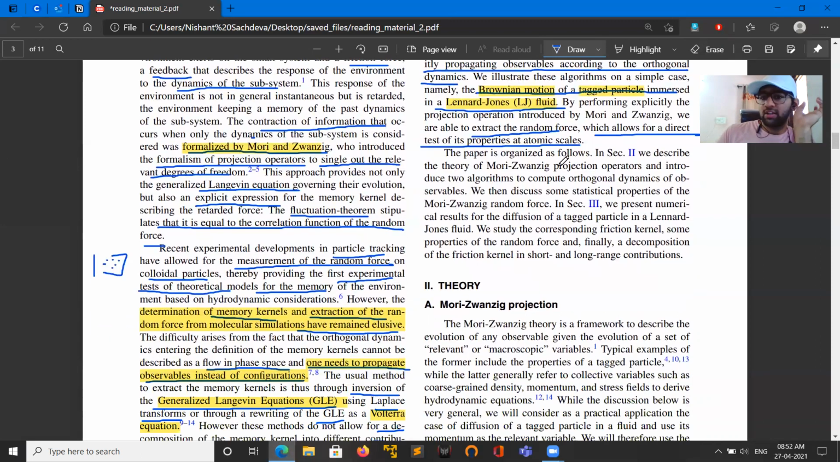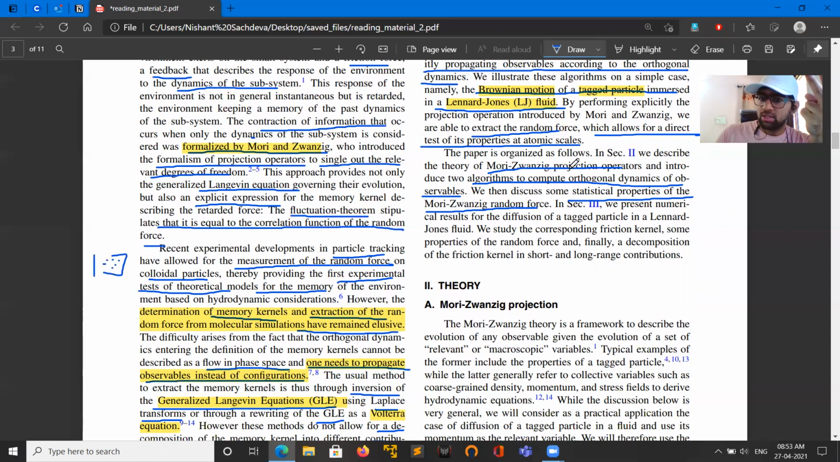Now the paper itself is organized as follows. In section 2, this is section 1 right now, they'll describe the theory of these projection operators, and they'll introduce the two algorithms to compute orthogonal dynamics of observables. After that, they'll discuss some statistical properties of the Mori-Zwanzig random force. We use the theory.